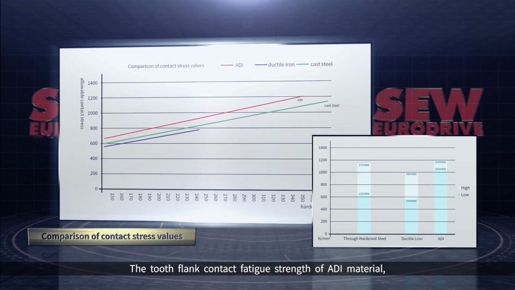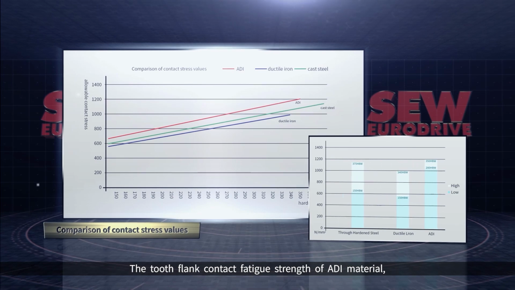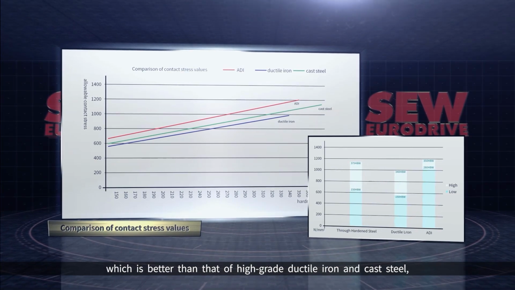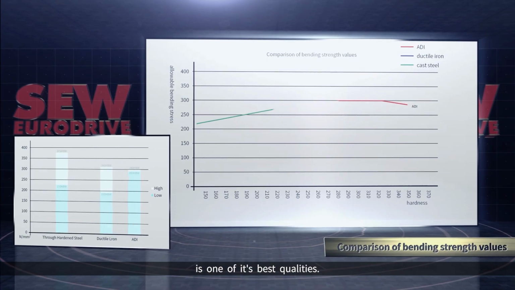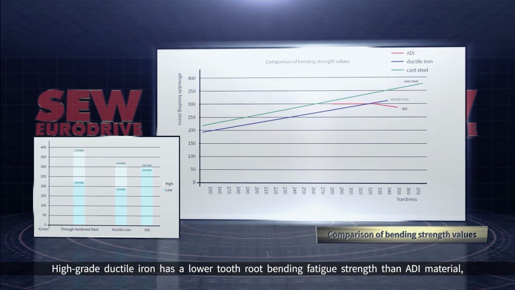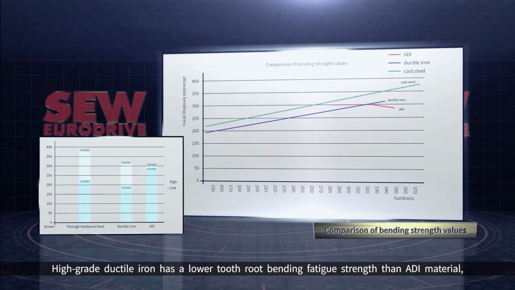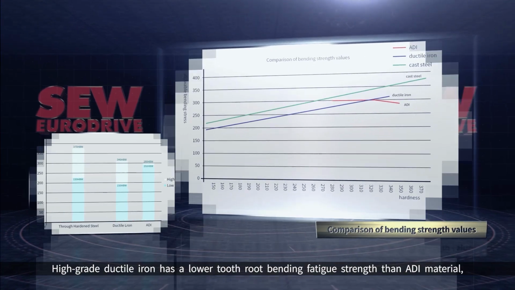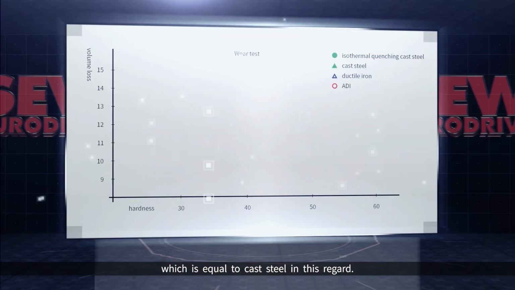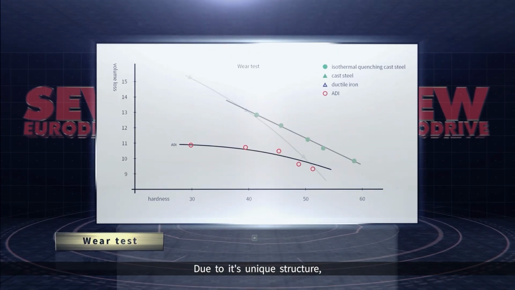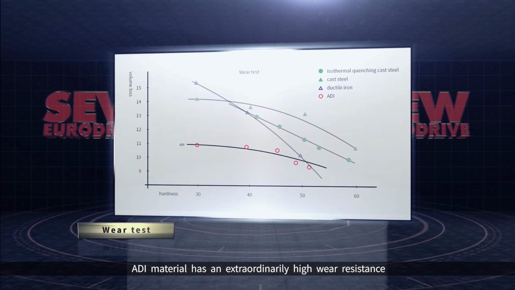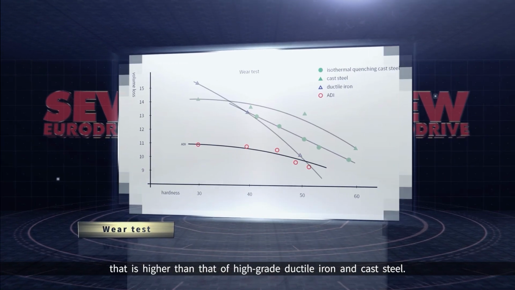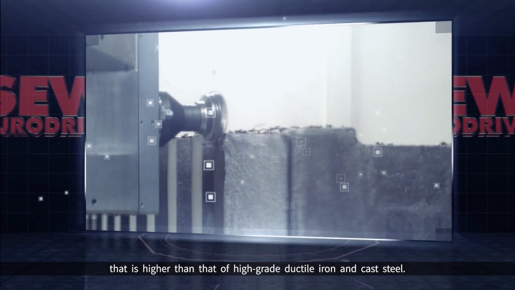The tooth flank contact fatigue strength of ADI material, which is better than that of high-grade ductile iron and cast steel, is one of its best qualities. High-grade ductile iron has a lower tooth root bending fatigue strength than ADI material, which is equal to cast steel in this regard. Due to its unique structure, ADI material has an extraordinarily high wear resistance that is higher than that of high-grade ductile iron and cast steel.